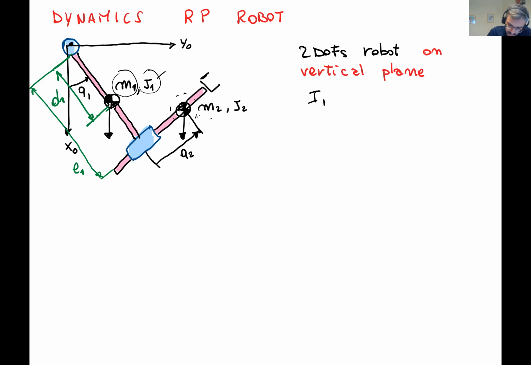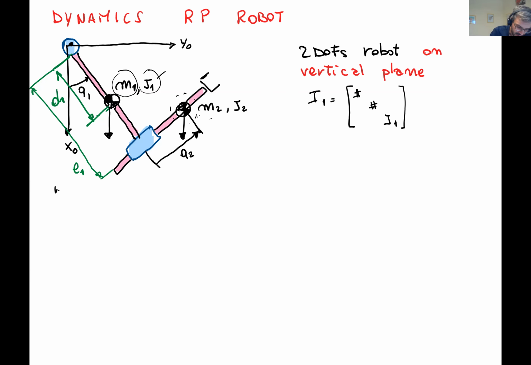So if we want to compute the tensor of inertia, we will see that we don't care about the components except the z component of the tensor of inertia, because we are involving rotation only around the z-axis. So this is a planar robot. It's moving in a plane, and therefore the components along the z-axis are always 0.